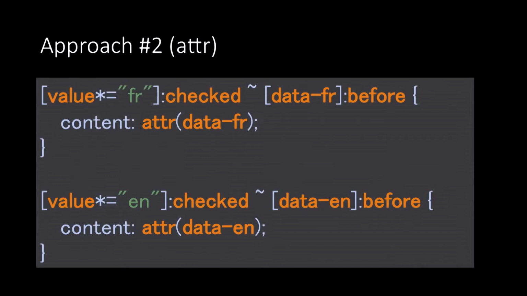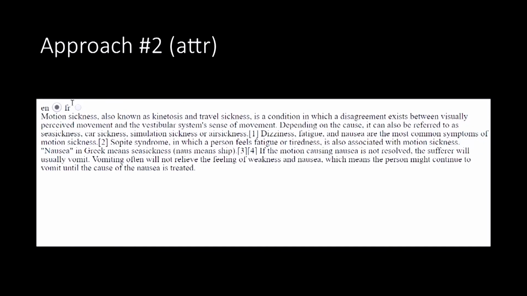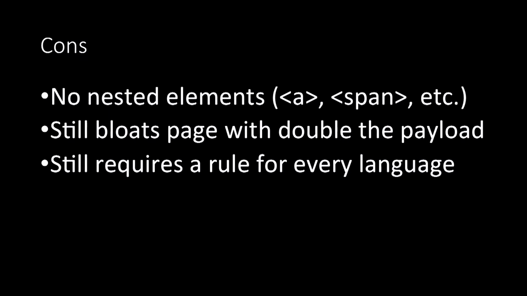And then this is the second approach I took. So this is using the :checked selector, and then you can use ::before, and then you can just append the data as if it were all in attributes. But there's another problem with that. Basically, this is what it looks like. It looks exactly the same, but there's a problem if you've noticed. You can't have any nested elements like A tags, span tags, and so forth. So it bloats the page, and it still requires a rule for every language, which is problematic.